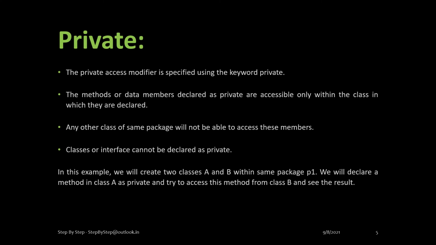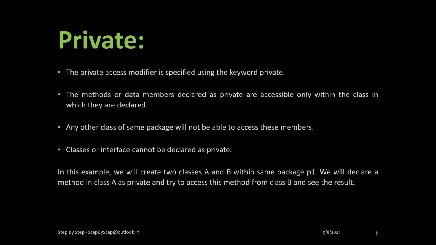Then let's understand the private one. As I said earlier, private is the most restrictive access modifier. The private access modifier is specified using the keyword private. We just need to mention private and then declare the data field. The methods or data members declared as private are accessible only within the class in which they are declared. So it is not accessible even in the same package, or even in a subclass in the same package. Private data members will be accessible within the class only. Any other class of the same package will not be able to access these members.